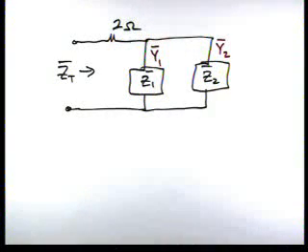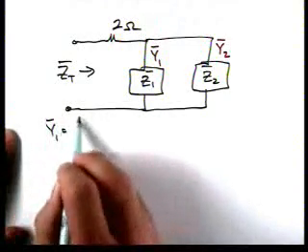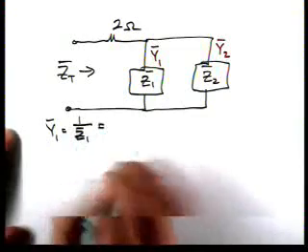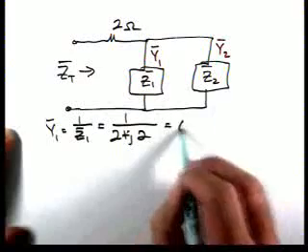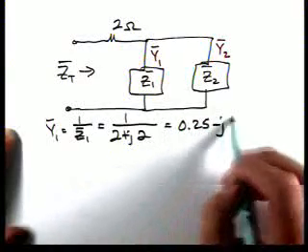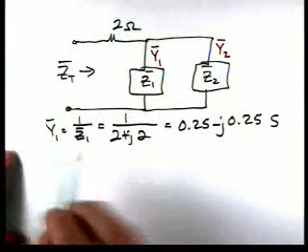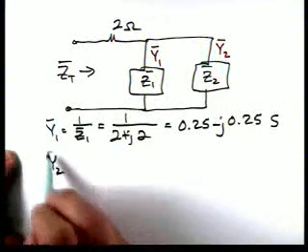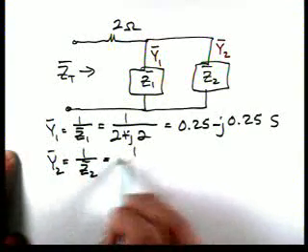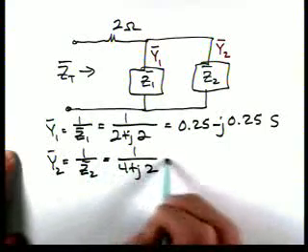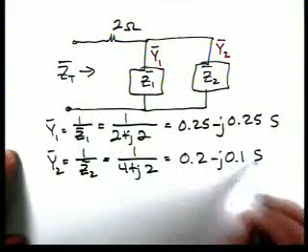If you remember, admittance is the reciprocal of impedance, so Y1 is 1 over Z1, that's 1 over 2 plus J2, which is 0.25 minus J0.25 Siemens. And then Y2 is 1 over Z2, which is 1 over 4 plus J2, and that's 0.2 minus J0.1.